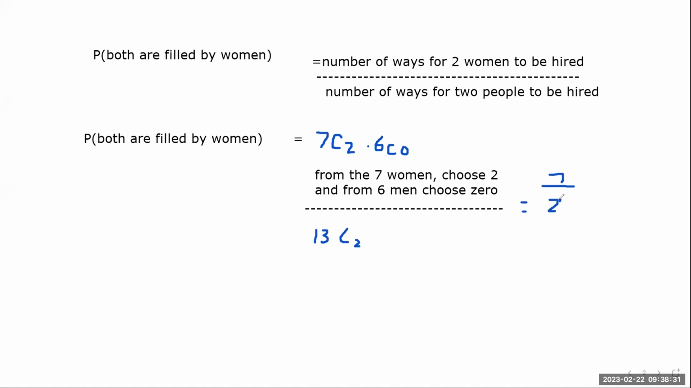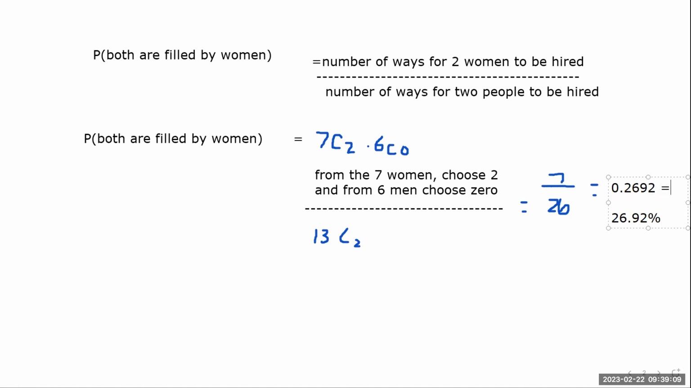And that becomes, this was equal to 0.2692. So let me put this in a text box. This is equal to 0.2692, which is equal to 26.92%. And that's how we get our second answer.